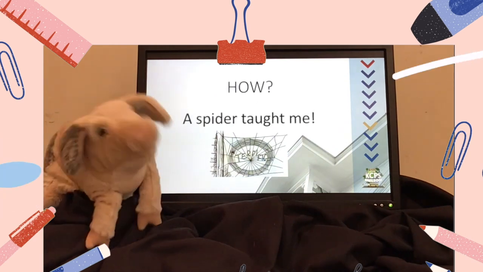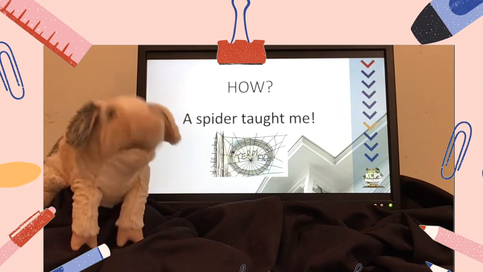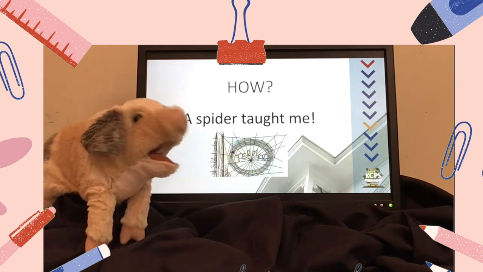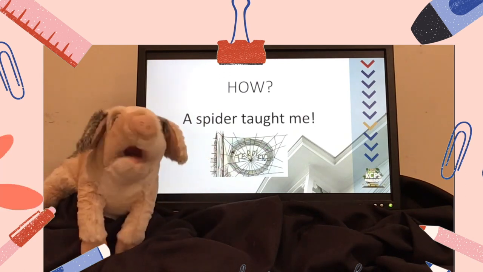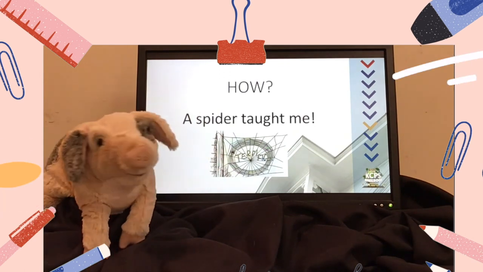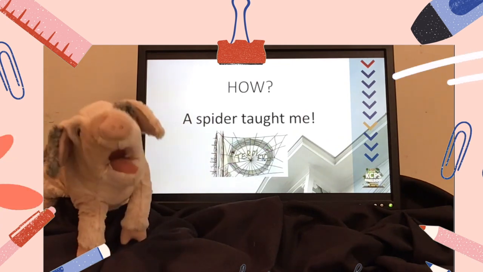How? How can a pig read? Well, a spider taught me. Everyone gets taught to read by family, by a teacher, and maybe even a spider. You could learn from a spider like me.